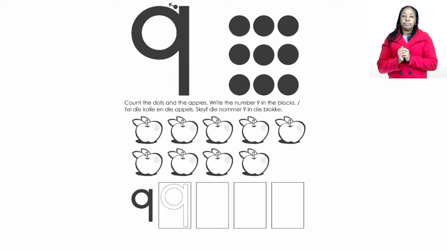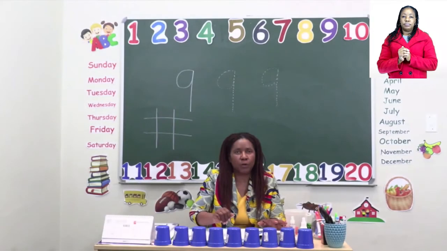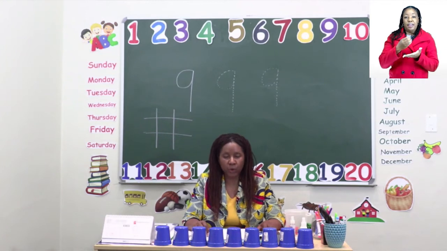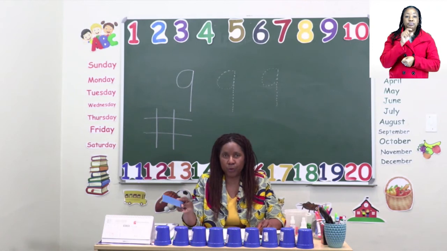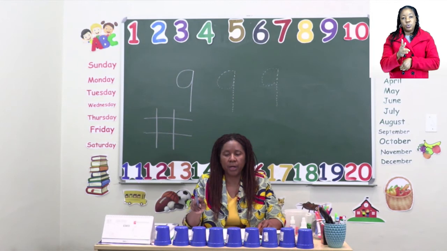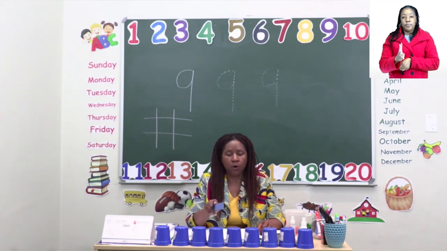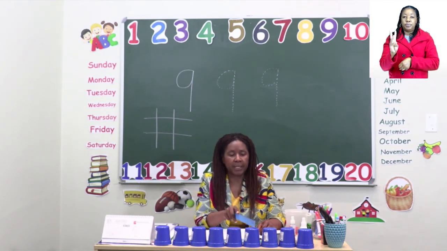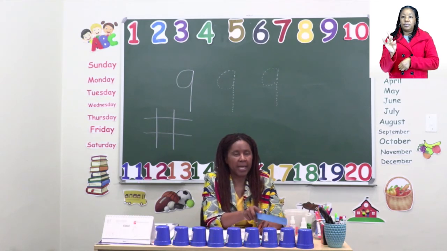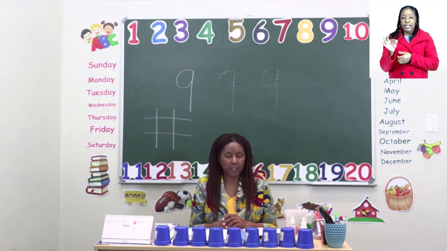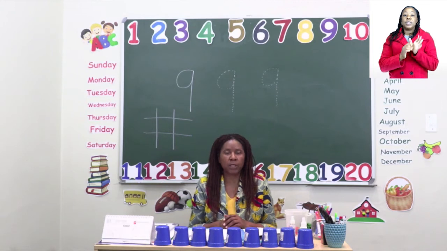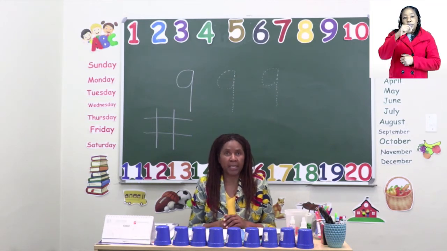Let's look at the blue cups that I have lined up on my table. We would like you to count as I point to the cups, the blue cups. Let's count together. 1, 2, 3, 4, 5, 6, 7, 8, 9. Well done. Let's move over to the chalkboard. I would like to show you how you are supposed to form the number 9.